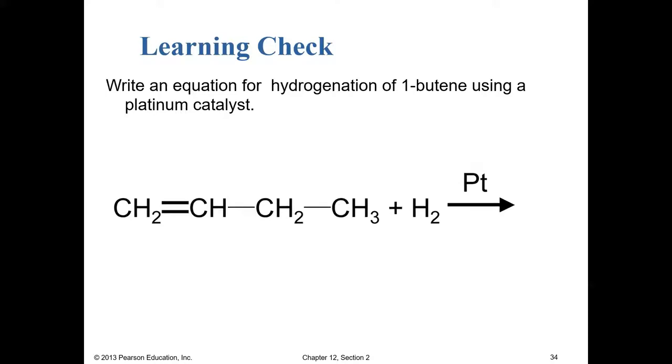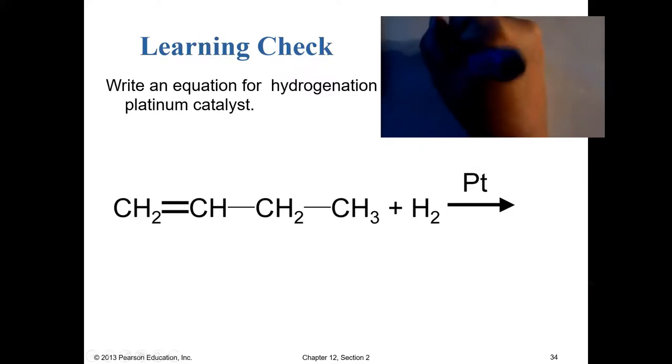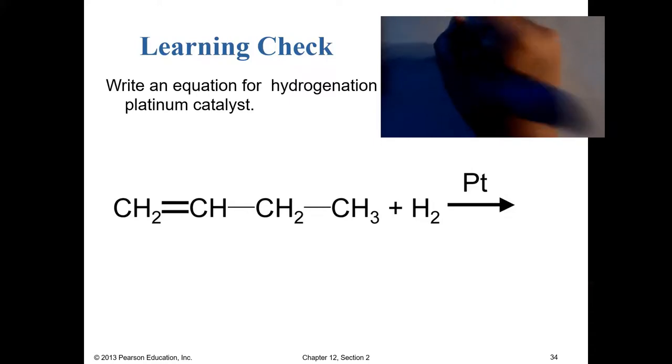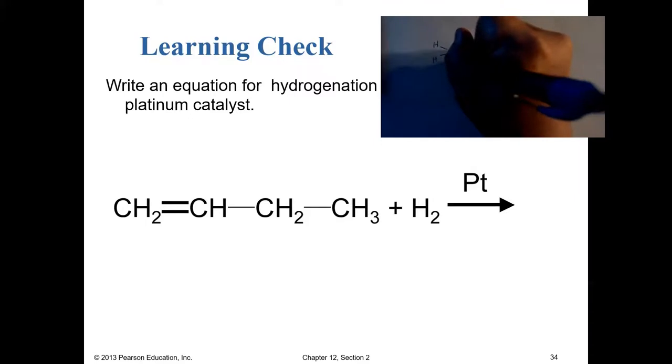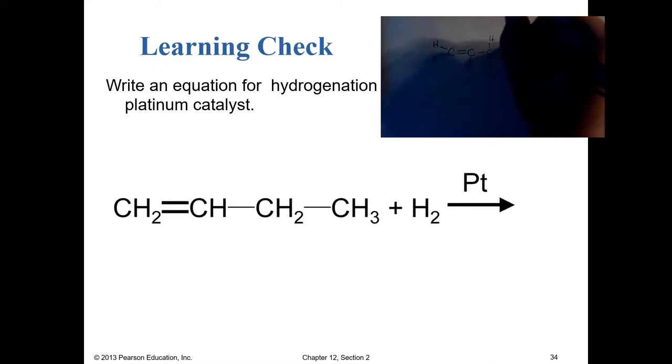If I asked you to draw this, this is a hydrogenation of 1-butene. And we want to know what the product is. So in this case, if we're looking at our butene, we have our CH2. I'm going to draw it out fully, the full expanded. Okay, here's hydrogen. Here's my other CH2. And we have a CH3. I'm just going to expand it all.